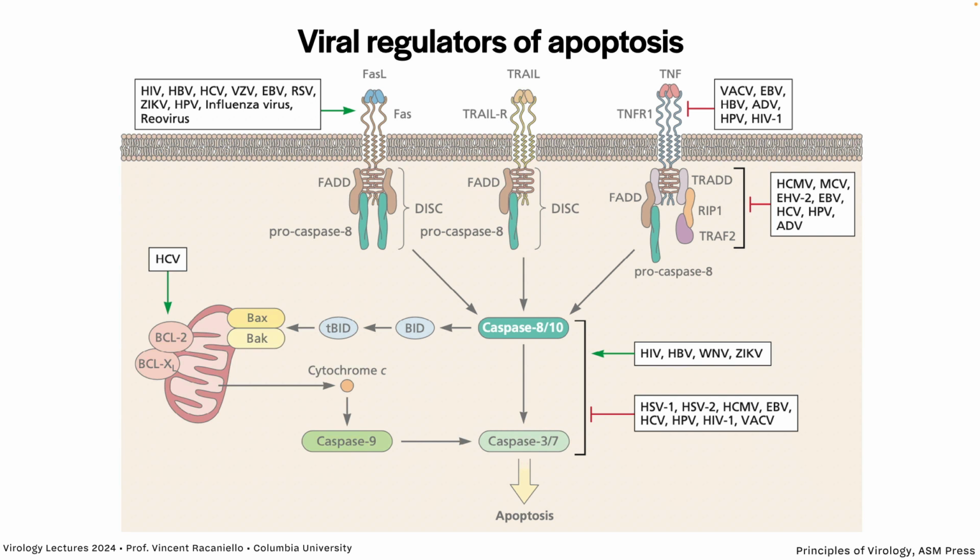Now, viruses interfere at multiple levels with apoptosis, and those are shown by the red arrows, the red lines, I mean. So these viruses block interaction of receptor with ligand. These proteins of these viruses block activation of the receptor and downstream events. And you can see viruses are interfering at different places.